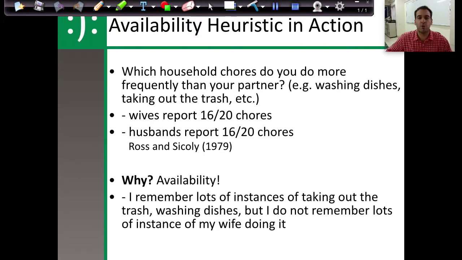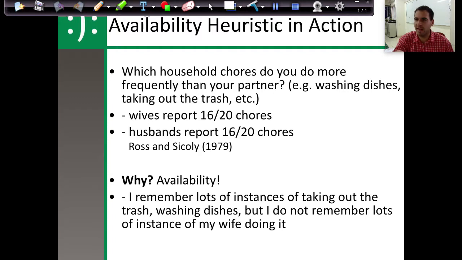Which household chores do you do more frequently than your partner? So this would be like my wife. Example, washing dishes or taking out the trash. Wives reported 16 out of 20 chores. Husbands reported 16 out of 20 chores. They're the same. Why would both wives and husbands report the same? Do they really do the same amount of chores? This is in 1979, by the way, this study.